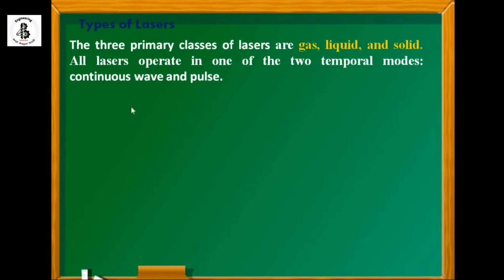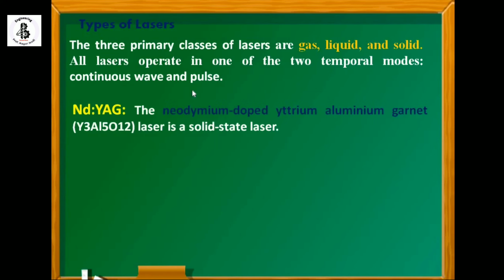Types of lasers. Basically three primary classes of lasers are used: gas, liquid and solid. All lasers operate in one of two temporal modes, with the help of continuous waves and pulses. The solid state laser is the Nd:YAG. The full form of this material is neodymium-doped yttrium aluminum garnet. That is considered a solid state laser. This material is used for making a laser beam.